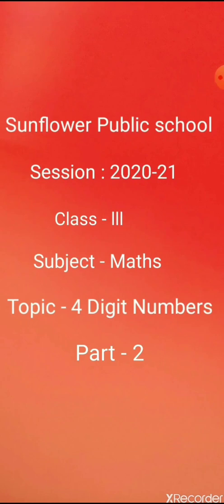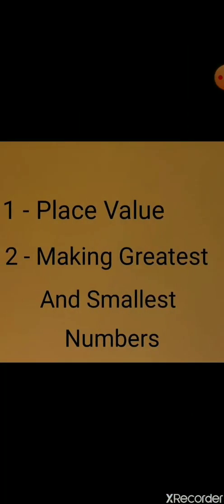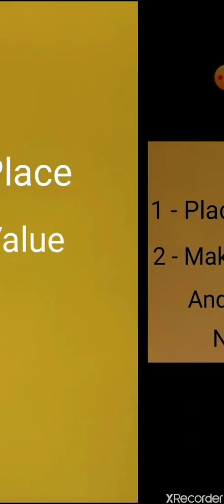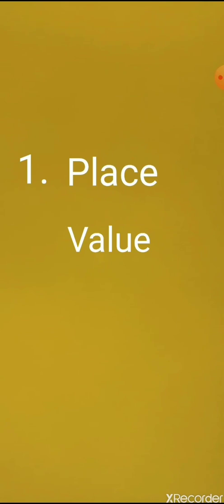Our today's topic is 4-digit numbers, and this clip is the second part of 4-digit numbers. In this clip, I will teach you number 1, place value, and number 2, making greatest and smallest numbers. Number 1, place value. In my previous clip, I taught you how to read and write 4-digit numbers. Let's recall.